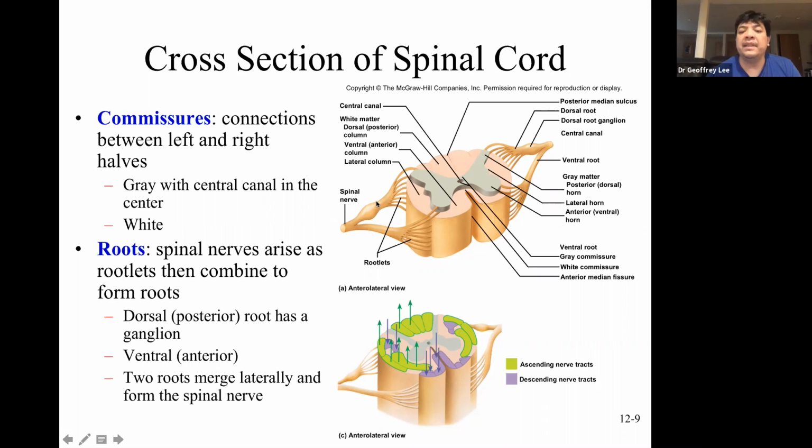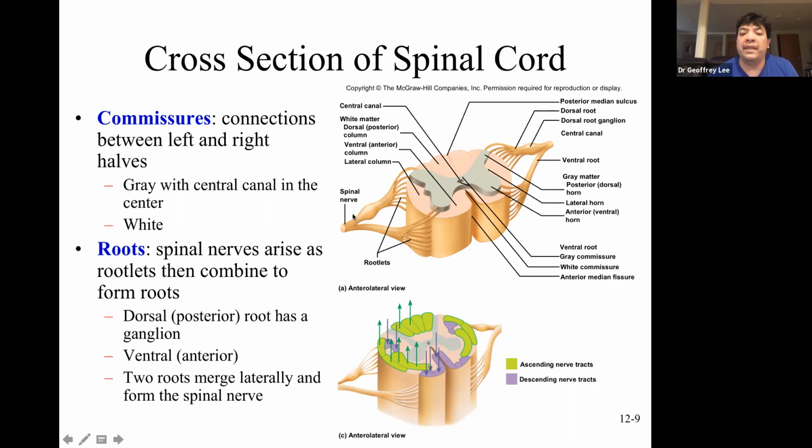Well, what happens is I can send a signal through commissures that crosses over from one side of the spinal cord to the next. If we were to completely cut off the commissures, we would not be able to have sensory or motor signals that cross over. The commissures, both the gray and white commissure in certain areas of the spinal cord, allow signals to come in and then cross over to the opposite side.